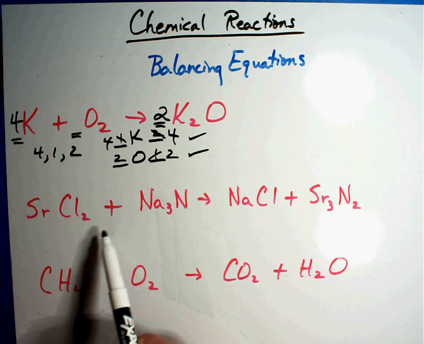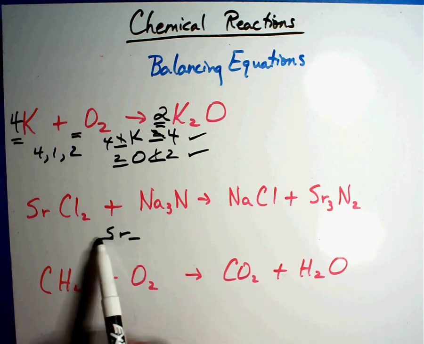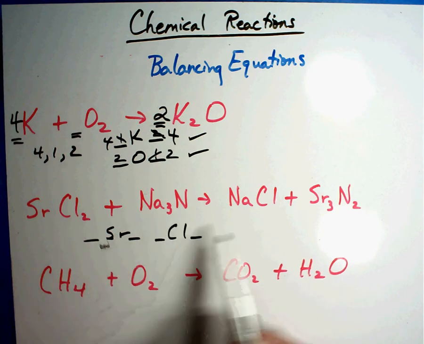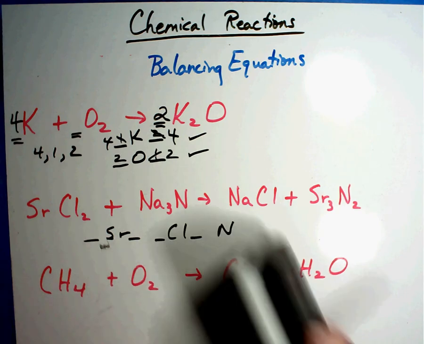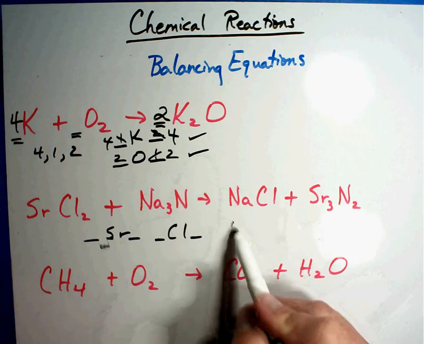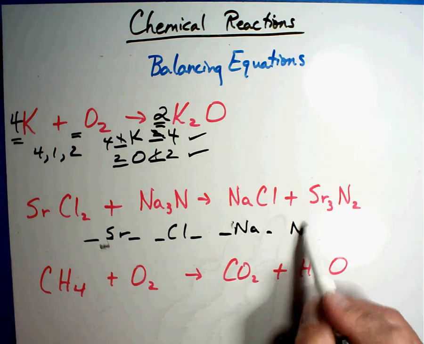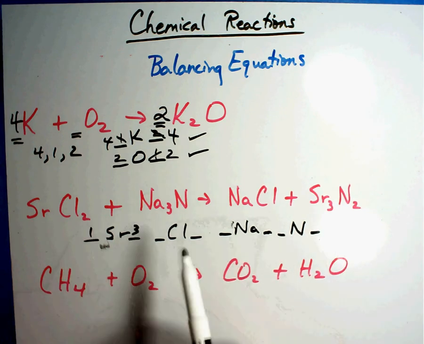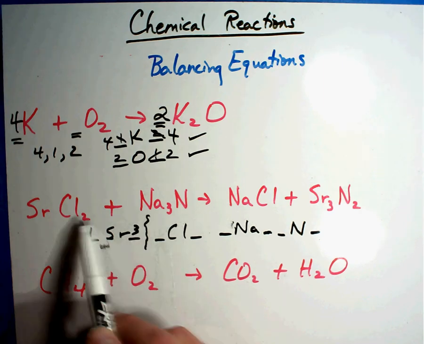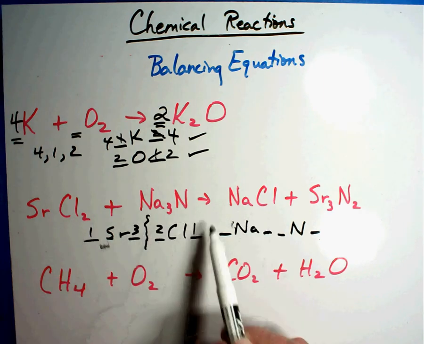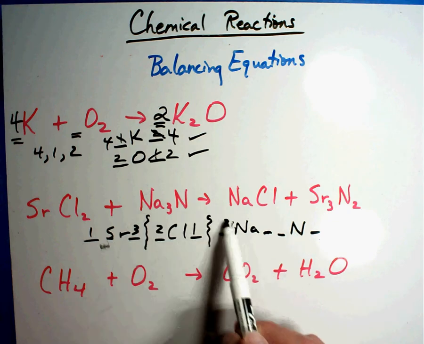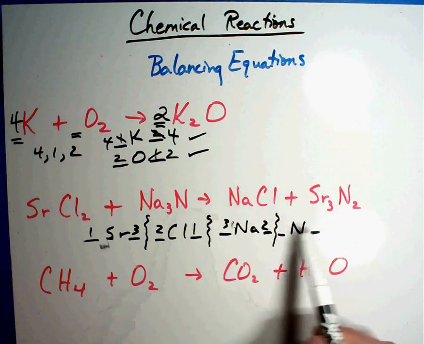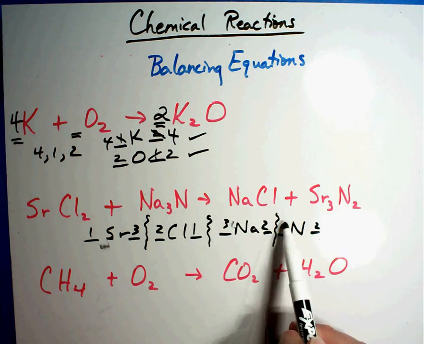Let's see how you did on the next one. I'm going to count Sr's, Cl's, Na's, and N's. I didn't put enough room here, so I'm going to have to spread it out a little bit. Let's see how I did. Sr's 1 and 3. We're going to have to fix that. Cl's 2 and 1. We're going to have to fix that one. Na's 3 and 2. That's messed up. N's 1 and 2. Oh wow, we're going to have to fix them all.